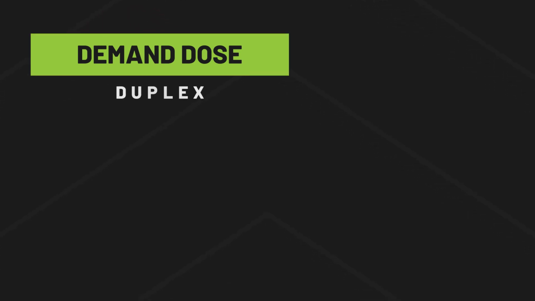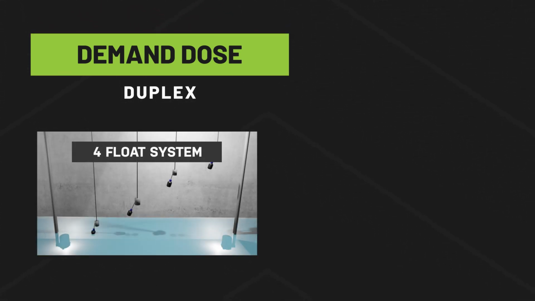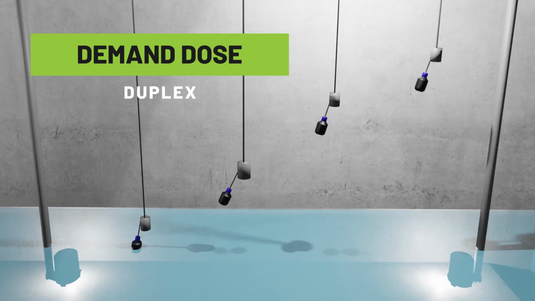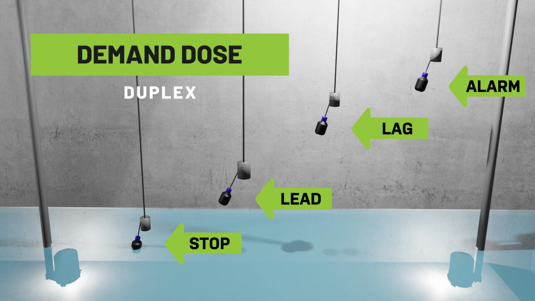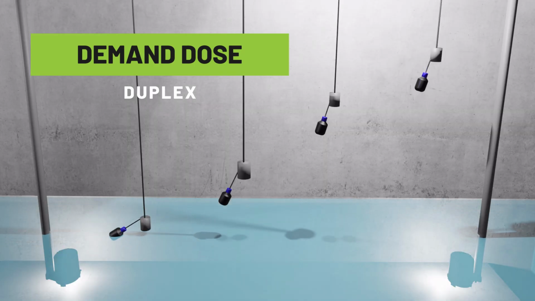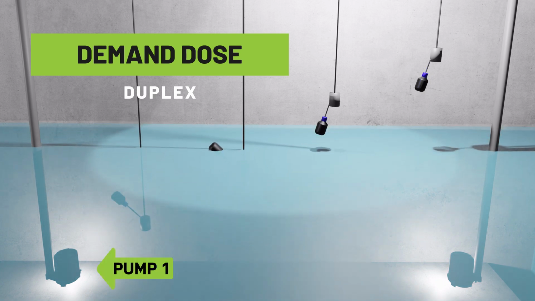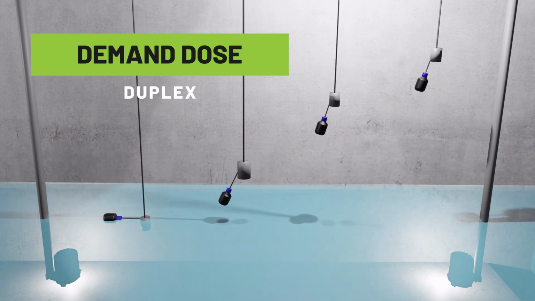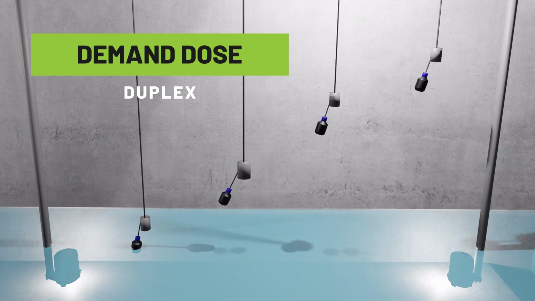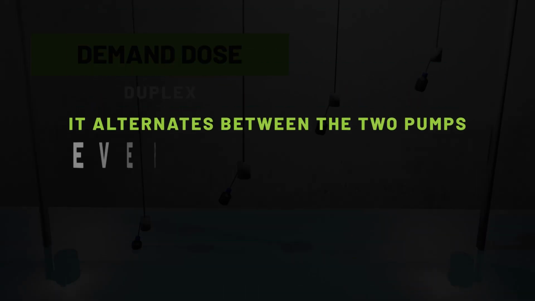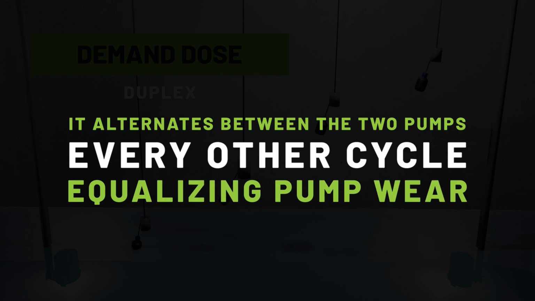In a demand dose duplex system, you can use either a 4 or 3 float system. The 4 float system has stop, lead, lag, and alarm control floats. When the water rises in the pumping chamber, it lifts the stop and lead floats to the on position. Then the control panel calls pump 1 to run. The pump continues to run until both floats lower back down to the off position. The next time the pump is called to run, the control panel will call pump 2 to run. It alternates between the two pumps every other cycle, equalizing pump wear.